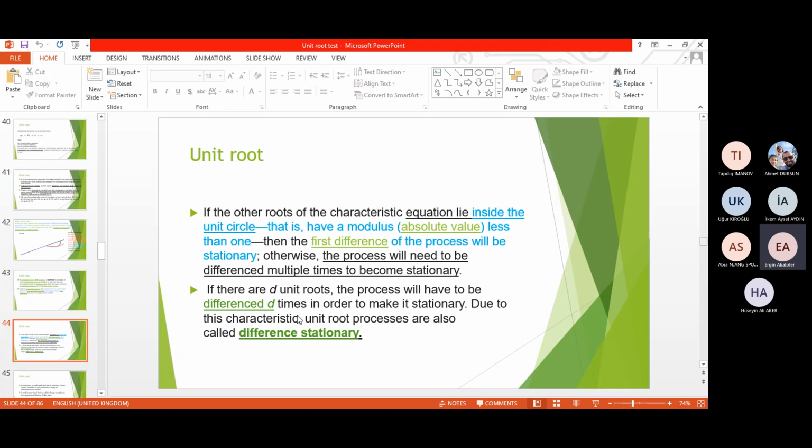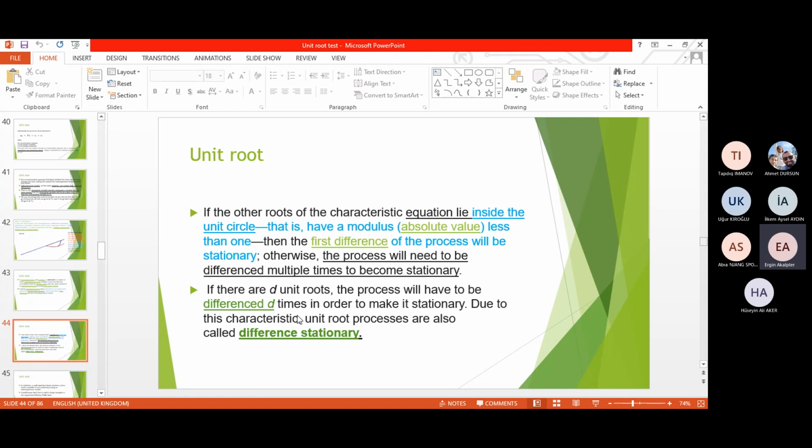Otherwise, the process will need to be differenced, because if it is not stationary, you have to do it, isn't it? We will do this also in EViews. Otherwise, you would do it by yourself, which is very difficult. You only make some simple equations and you get the first difference of the data. Then you employ the unit root test. The process may need to be differenced multiple times to become stationary. Usually, the first difference is always satisfying. You don't need to get the second difference, which is not necessarily required.